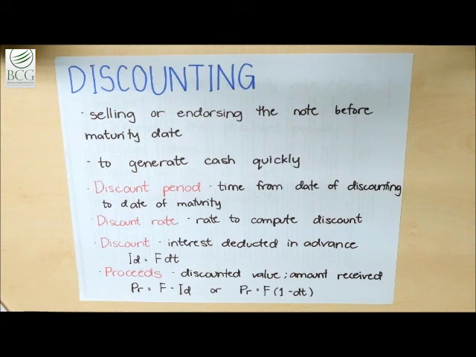The formula for this is I sub d is equal to F d t, F being the maturity value, d being the discount rate, and t being the discount period. This is pretty similar to our formula for interest I equals PRT. Proceeds is the discounted value of the amount received. Just like solving for the maturity value, there are two formulas that you can use. PR equals F minus I sub d, and PR equals F quantity 1 minus dt.